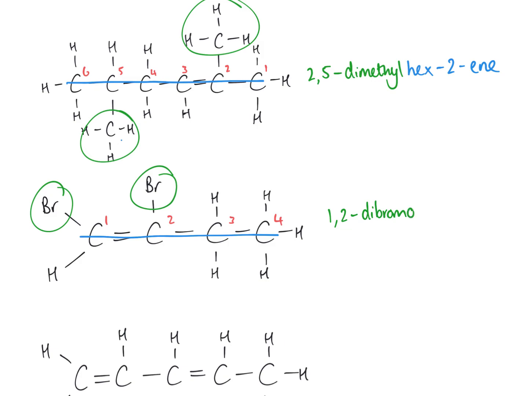4 carbons in the longest chain. And so that is but-1-ene, because the double bond is between carbons 1 and 2.